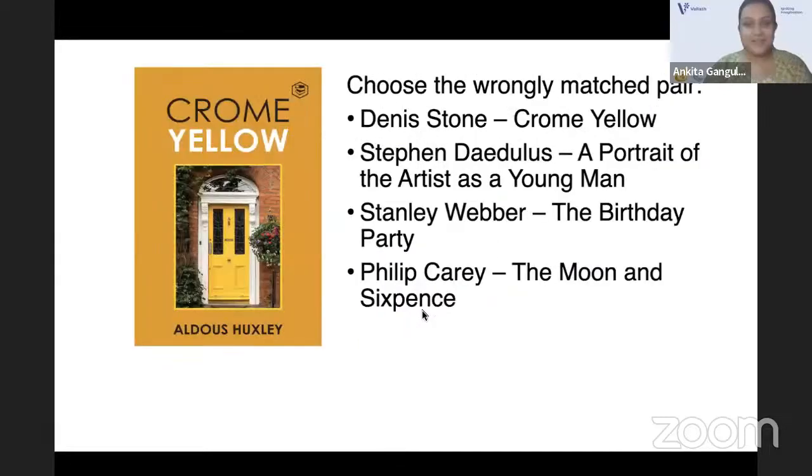Okay. So choose the wrongly matched pair. Here the characters or protagonists have been matched with the works, and you have to find the wrongly matched pair. Denis Stone, Chrome Yellow. Stephen Dedalus, A Portrait of the Artist as a Young Man. Stanley Webber, The Birthday Party. And Philip Carey, The Moon and Sixpence.